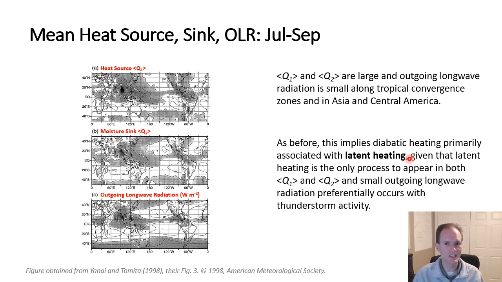Now that's not to say that sensible heating and radiative heating aren't important in these locations or aren't important in other locations that we have not considered specifically in this interpretation, but that in the places where it is precipitating, where the most significant sensible weather takes place in the tropics, it is primarily latent heating that is driving those outcomes.